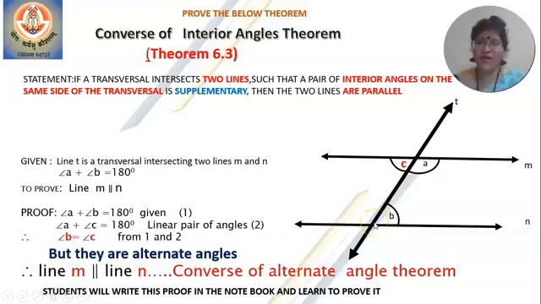You have learned that when a transversal intersects two lines and if a pair of alternate angles is congruent, then those lines will become parallel. Because of which theorem? Because of the converse of alternate angle theorem. So this is how you approach this theorem. To prove the interior angle theorem, you make use of the converse of alternate angle theorem.